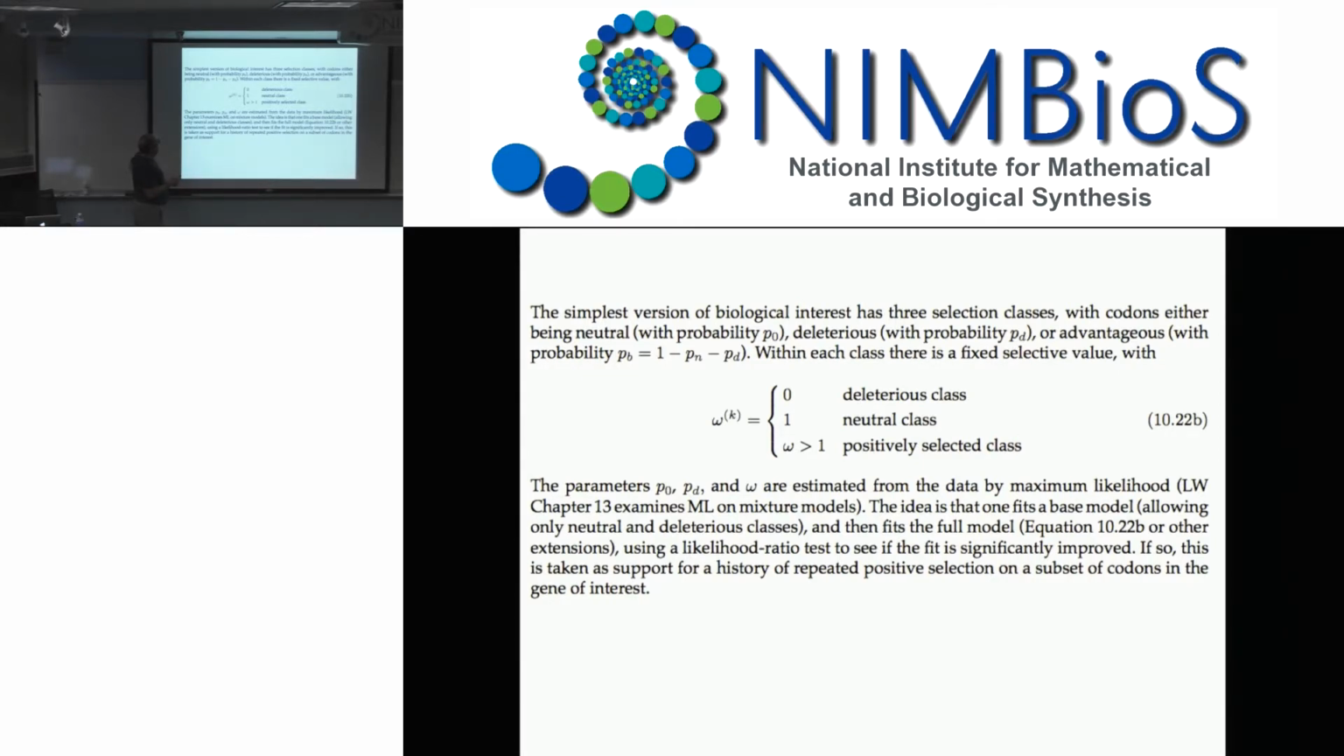With probability P of D, it's deleterious. In this case, it's set to a value of 0. And with probability P of B, beneficial, it's then set to some other value estimate that's bigger than 1. So it replaces that single value of omega for a codon by 3 possible values. Totally deleterious, 0, neutral, or advantageous. You can then fit this model, again with likelihood.